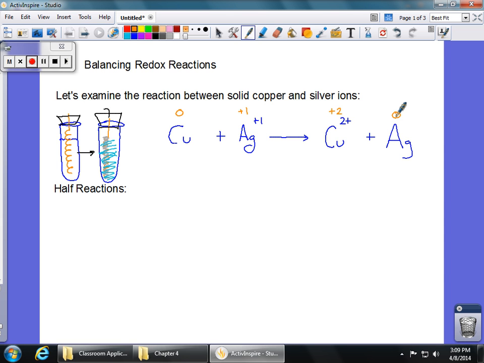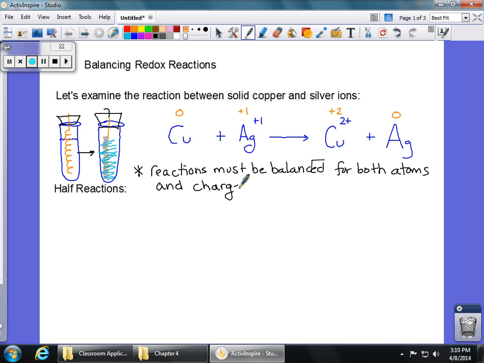Why are we even worried about half reactions? Because initially, if we count these up, it looks like we have one silver atom on the left and one silver atom on the right, and one copper atom on the left and one copper atom on the right. But remember, it's extremely important that when we balance a reaction, reactions must be balanced for both atoms and charge. And the charge is the important part here, because if we look at this reaction, we have a +1 charge here on the left, and we have a +2 charge here on the right. So therefore, although our atoms are balanced, our charges are not.